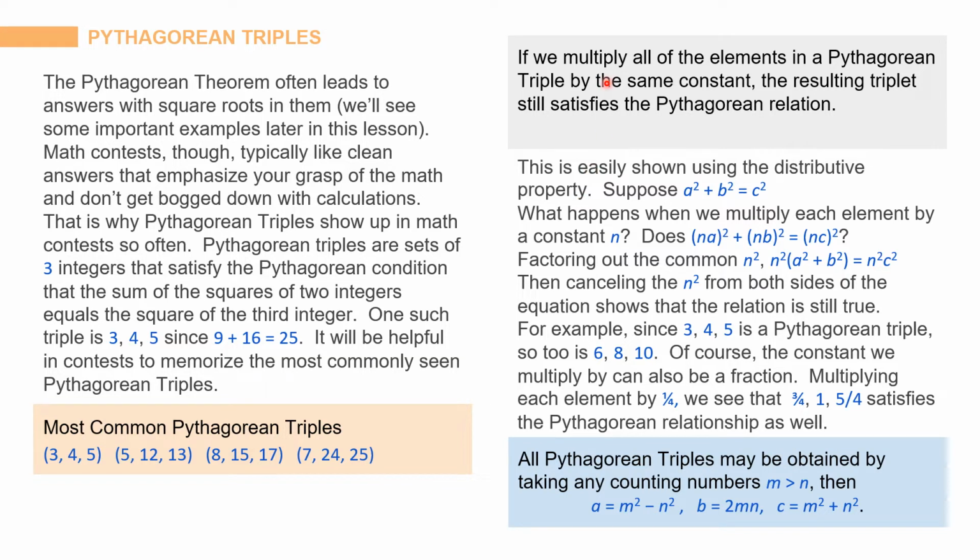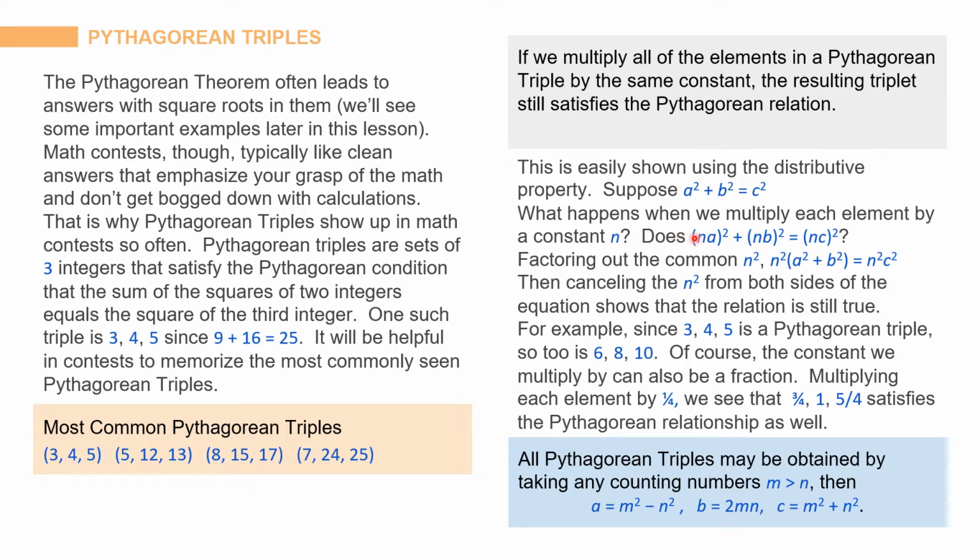In addition to knowing those four Pythagorean triples, keep in mind that if we multiply all the elements in a Pythagorean triple by the same constant, the resulting triplet still satisfies the Pythagorean relation. This is easy to show using the distributive property. Suppose we have three numbers such that a squared plus b squared is equal to c squared. What happens when we multiply each element by the same constant n?